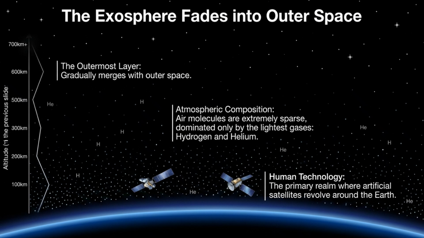Because the air is so thin, there is almost no friction, so satellites can revolve smoothly. For example, communication satellites and weather satellites orbit the Earth in this outer region and help us in communication, navigation and weather observation. So the exosphere is the final and outermost layer of the atmosphere, where the atmosphere slowly fades into space. Here is an important point to remember.